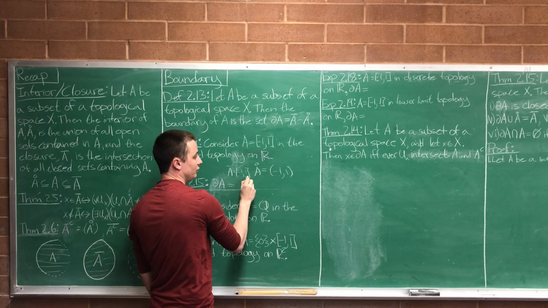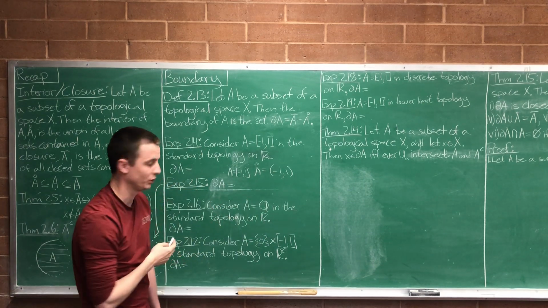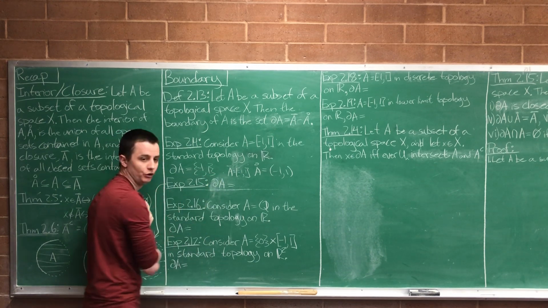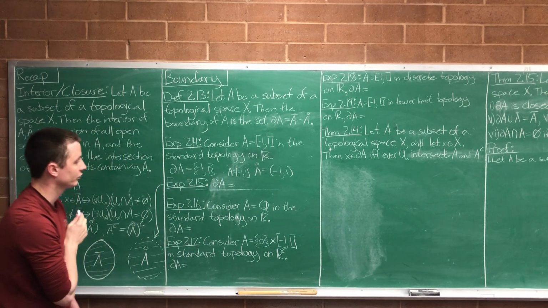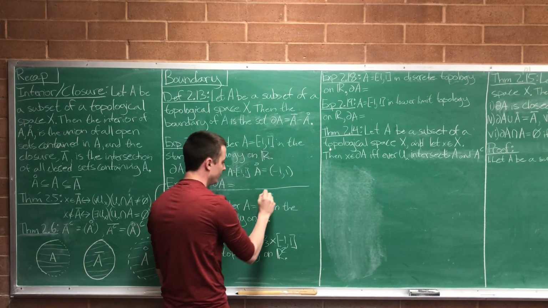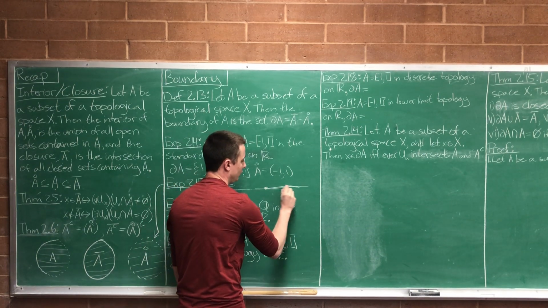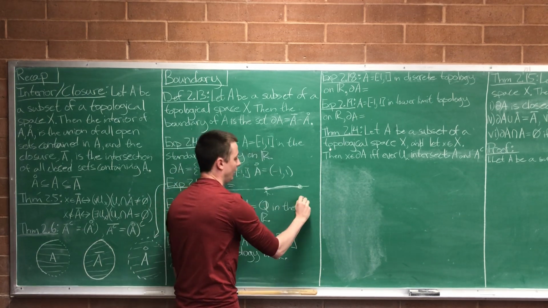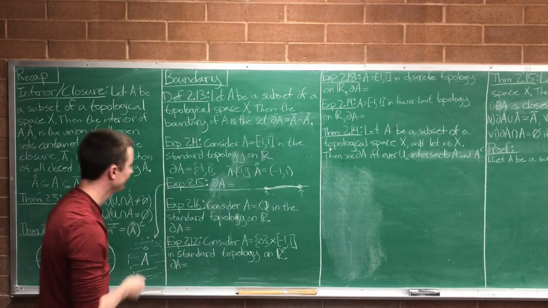So if I take all these points and I remove all these points, what am I left with? All I'm left with is the points -1 and 1. There's only 2 points in the boundary, which is exactly what you would have thought if you looked at the interval on a number line, right? We have this point all the way to this point. What's the boundary? This point and this point. Okay.